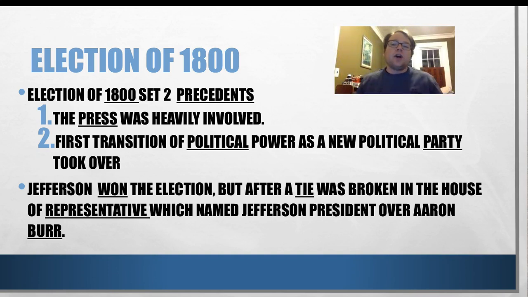So the election of 1800 is going to set two precedents for presidential elections, or two traditions that are going to be happening pretty frequently in our presidential elections, okay? Number one, the press is going to be heavily involved. And this is kind of John Adams' own doing, right, with the Alien and Sedition Acts. He made it illegal to say anything bad about the government. So the press is going to be very, very involved to try to get rid of him. And that's going to lead to his unpopularity.